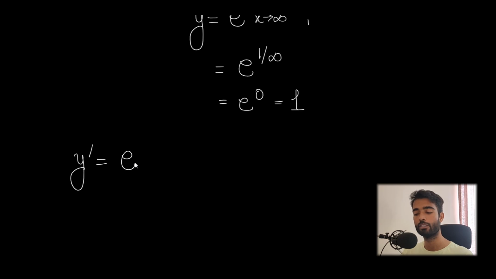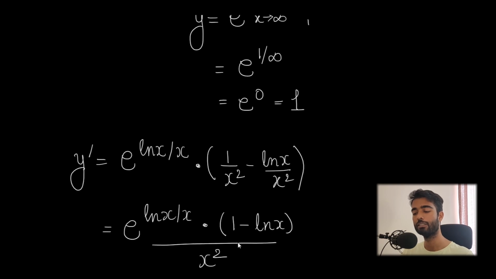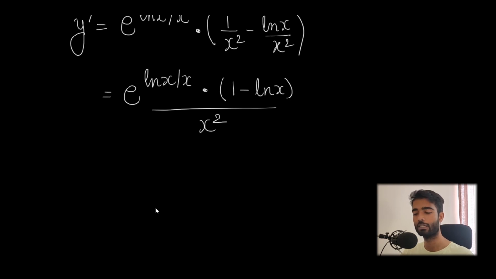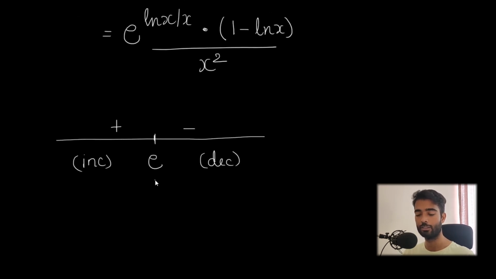Next, we are going to differentiate this function and obtain this complicated looking expression. And we see that the only part that is going to be negative is 1 minus ln x after x equals e. And before that, it's going to be positive. So function y increases till x equals e and then decreases. So we obtain x equals e as the maxima.